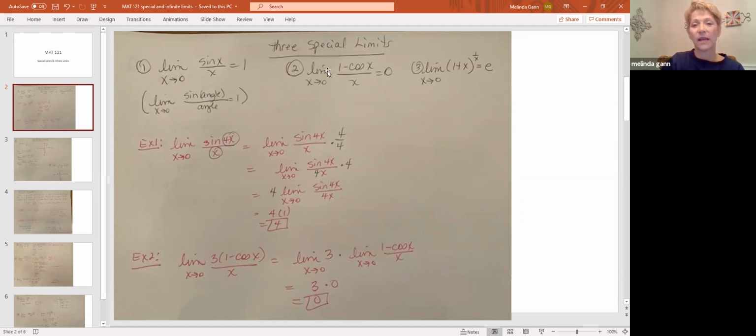All right, look at this one. The limit of 1 minus the cosine of an angle over that angle. And again, those angles need to match. If they don't match, again, you would mess with the one on the bottom. And it's got to be approaching 0. This one's approaching 0, and it's 1 plus x raised to the 1 over x. That one equals e.